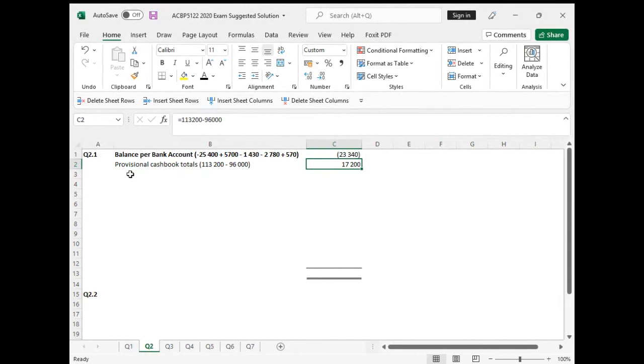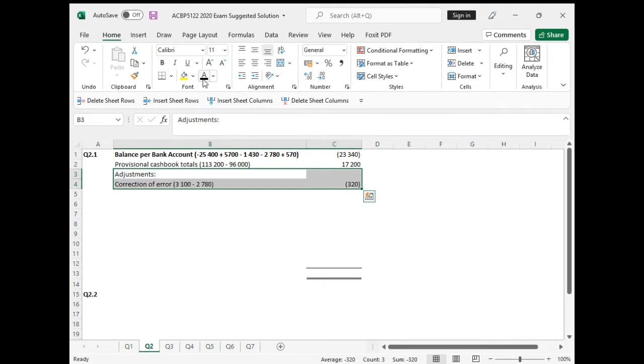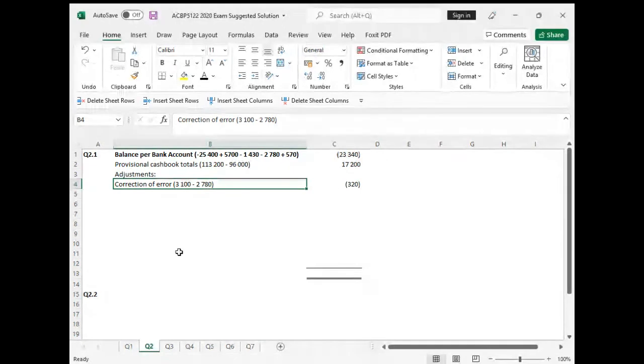Okay, so we see 2.3 was the difference. So our first adjustment is the correction of the error, which is the 320, which we deducted too little in our cash books. So it would affect our bank balance or bank account in our general ledger negatively.